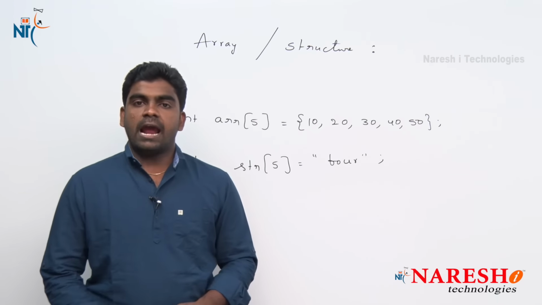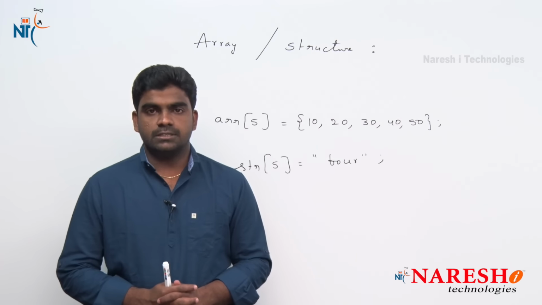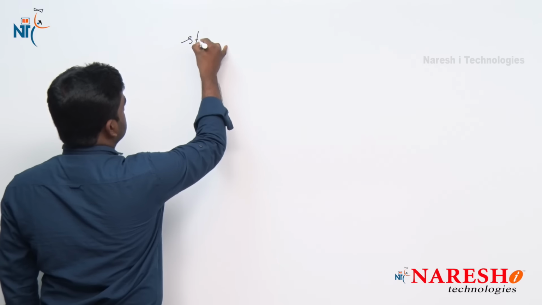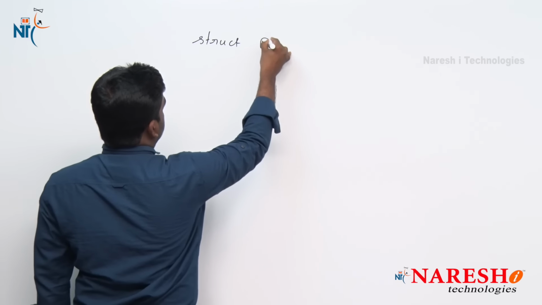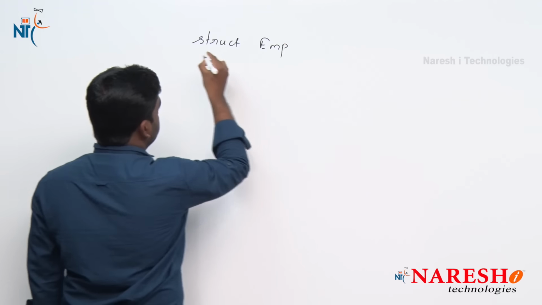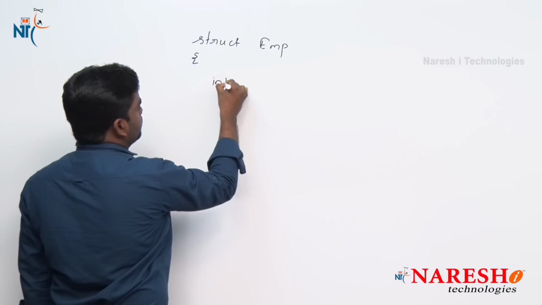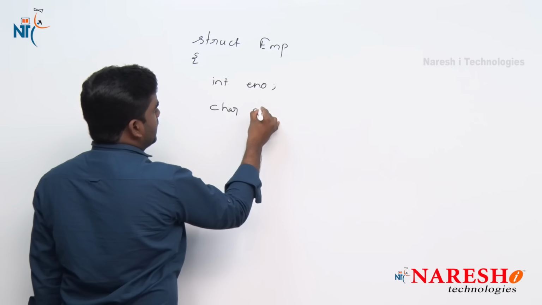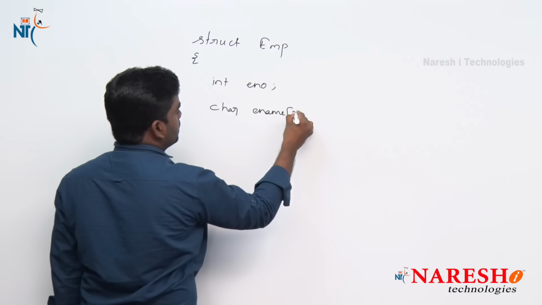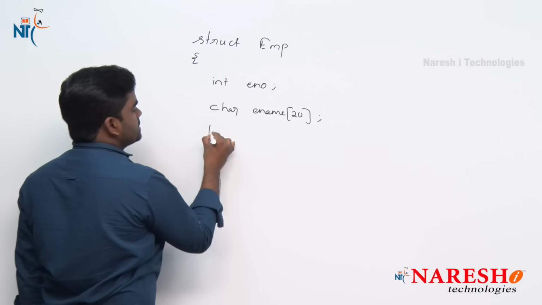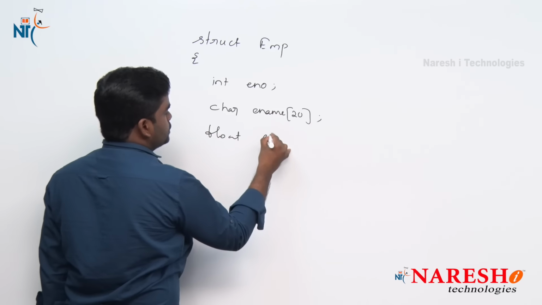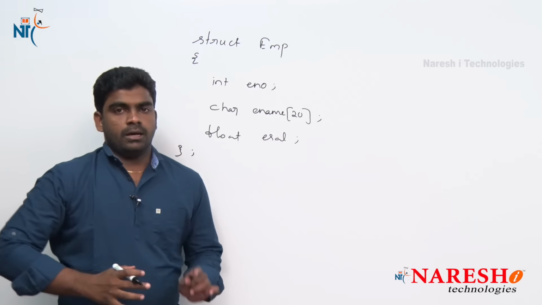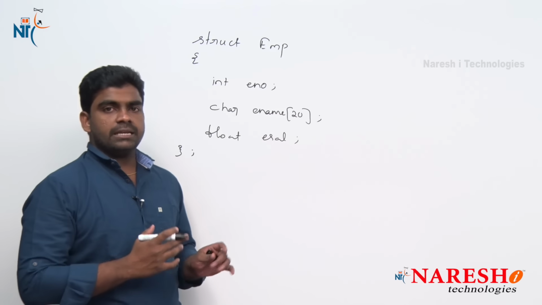Okay, and one more important thing. See here, suppose I am defining the structure struct employee, simply I am writing emp. Employee number is an integer type. Employee name is a character array. Employee salary is a float type. Okay, the data type is ready. A structure is ready.